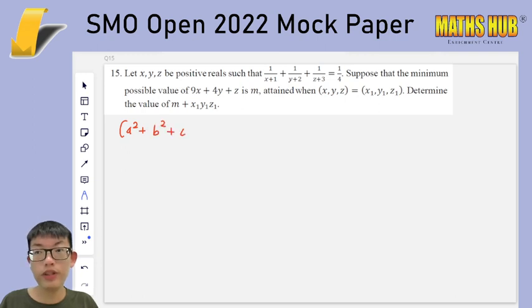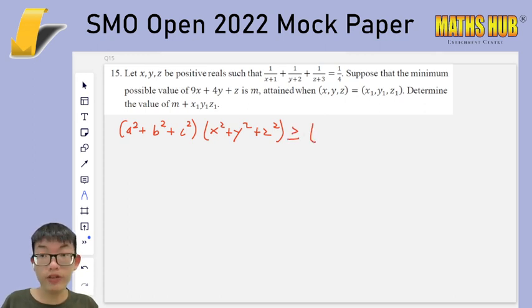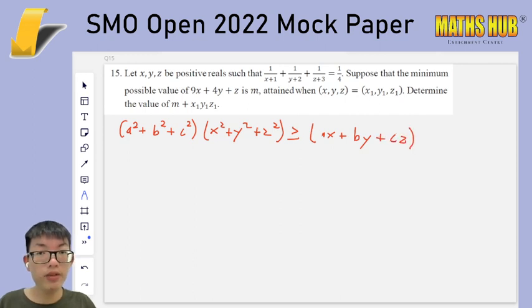So for sets of 3 variables, this is what Cauchy-Schwarz states. On the left, you have the sum of squares times the sum of squares. On the right, you do the geometric mean. So a squared and x squared becomes ax. b squared and y squared becomes by. c squared and z squared becomes cz. And you square this as well. So this is what Cauchy-Schwarz states in general.